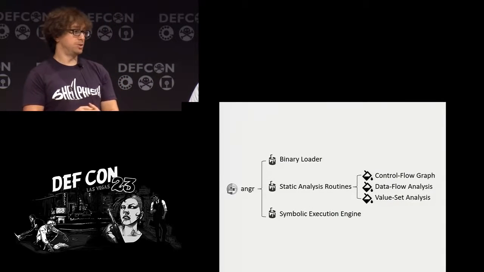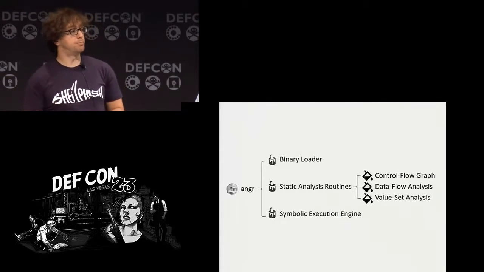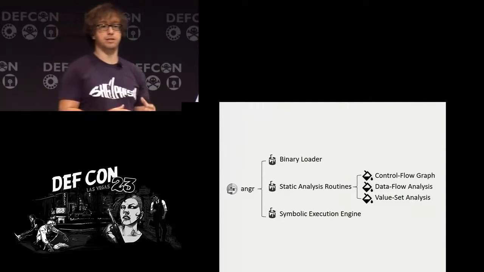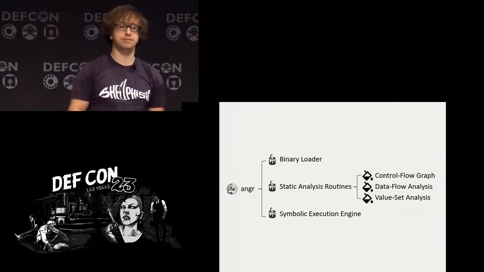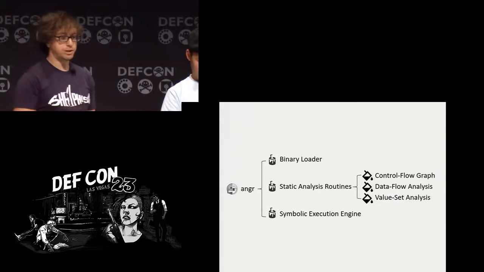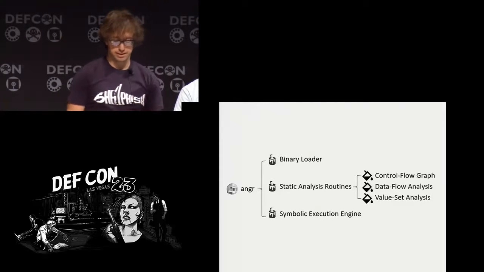We, of course, support Linux, FreeBSD, and binaries, and so forth. And we even support firmware images. So if you have a dump off of an IoT device, and it's some firmware blob, angr can load it, tell you where it likely needs to be loaded in memory, and you can start analyzing it.